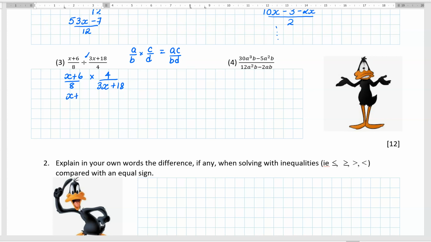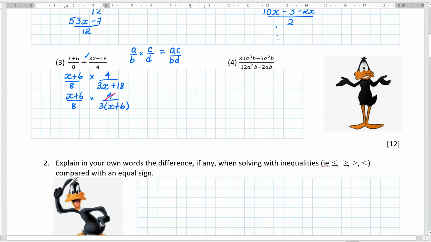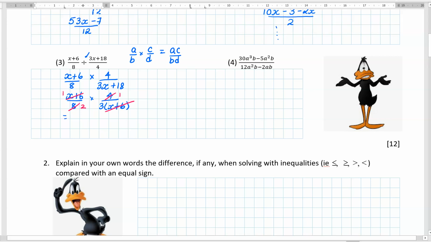So we look at the x plus 6. Look at the denominator on the right-hand side, and we can see that 3 is common. So we pull out that 3, and we get x plus 6, and now we can do our cancelling, right? So I can say, well, 4 goes into 8 twice, and this x plus 6 goes into that once. So now, what have we got upstairs? We've got the 1, and downstairs we've got the 2 times 3, and that's how we get 6.